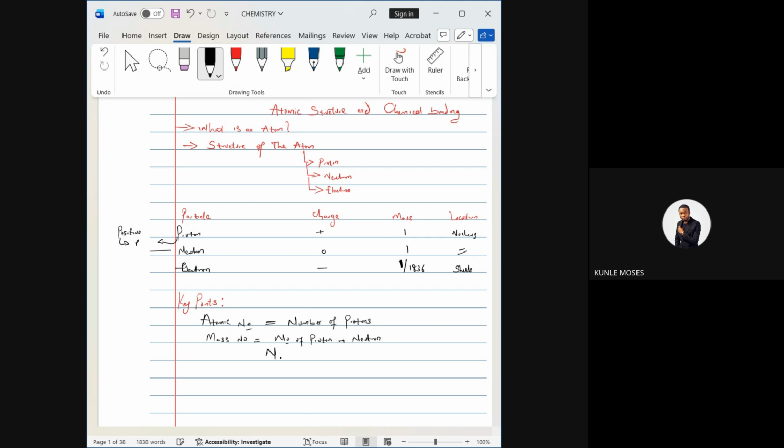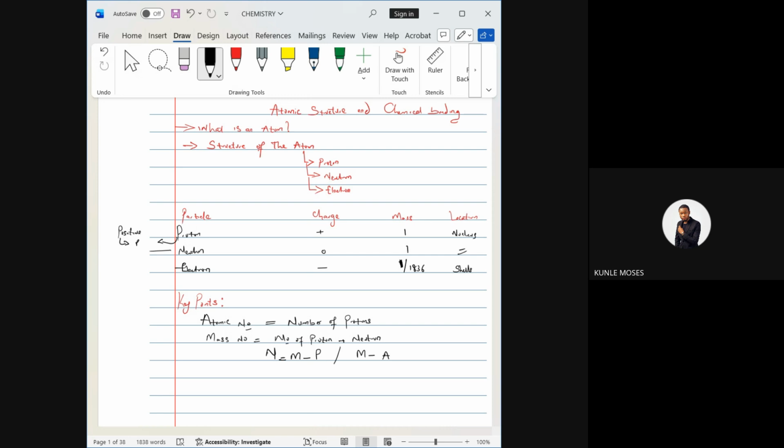So that would be N equals mass minus proton. Or since number of protons is equal to atomic number, we can say neutron is equal to mass minus atomic number. Is that okay? Are we together? Okay, good. Thank you.